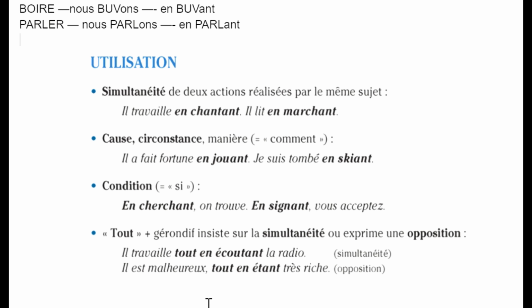So here, the last one is tout, okay? The word tout, which means all, followed by the Gérondif. So here, it can mean either two actions that are at the same time, simultaneously, just like the first explanation, or putting in opposition two facts. Okay, let's see an example.